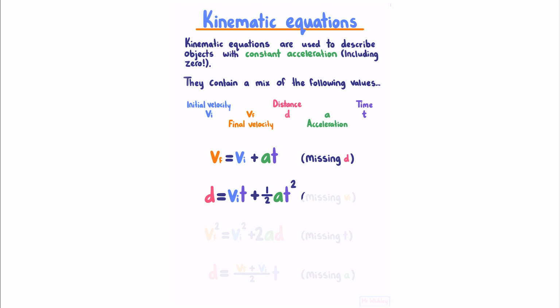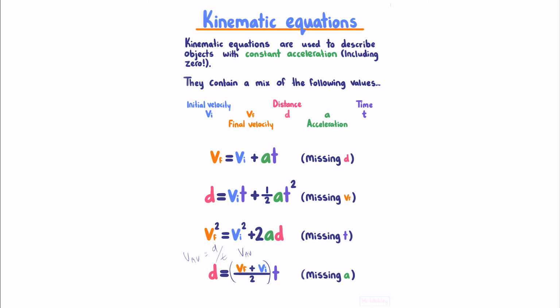This equation here is missing the term final velocity. Our next equation, vf squared equals vi squared plus 2ad, is missing the time. And our final equation, d equals (vf plus vi) over 2, times t, where this term here is the average velocity. So essentially this is a rearranged version of v_av equals distance over time. This equation is missing the term acceleration.